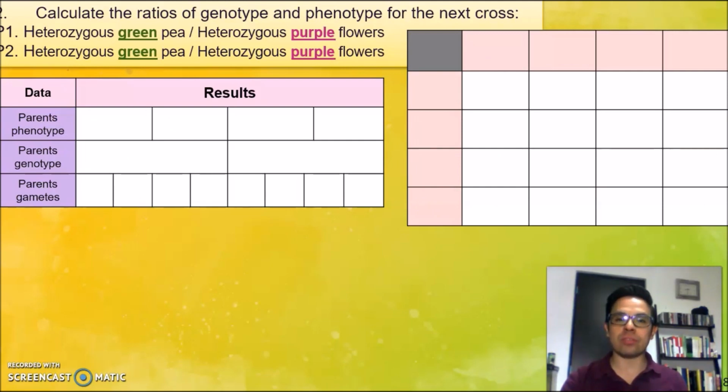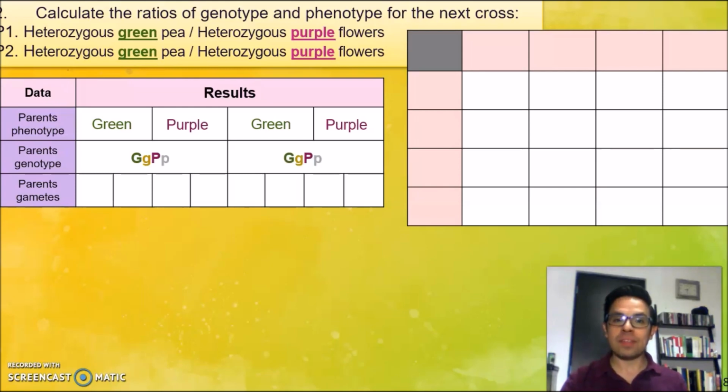What would happen if we cross a green-seeded plant with purple flowers with a green-seeded plant with purple flowers as well, but both being heterozygous? We have the phenotypes of the parents, green with purple. But because the problem says they are heterozygous, we're going to have one uppercase and one lowercase for each of the traits, like this.